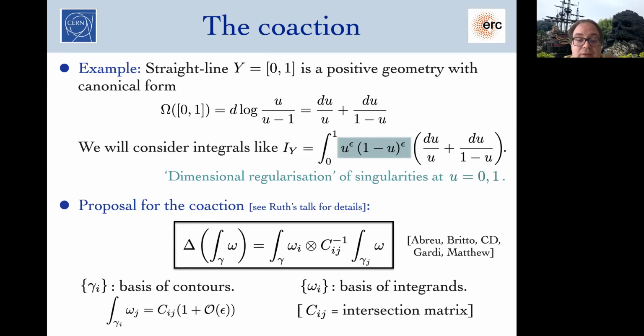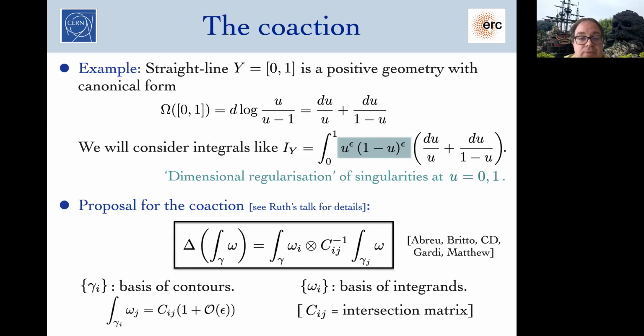Here, I will not dwell on this matrix too much. I will just say that an operational definition could be to take the leading order in the epsilon expansion, because we're doing dimensional regularization. We always consider these things as Laurent series in epsilon, and this matrix would be the leading order term. As Ruth will explain later on, this matrix is actually the matrix of intersection numbers, as it has appeared yesterday already in the talks by Sebastian and Simon.